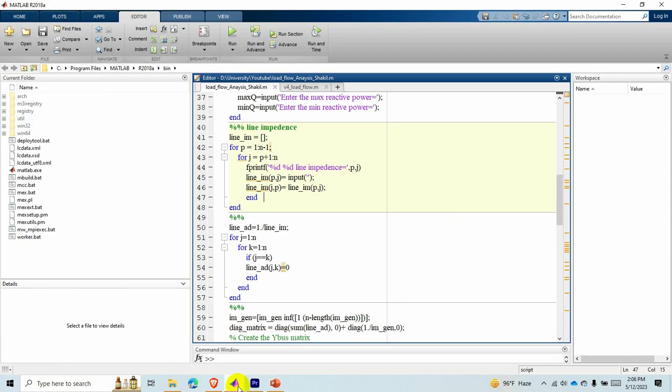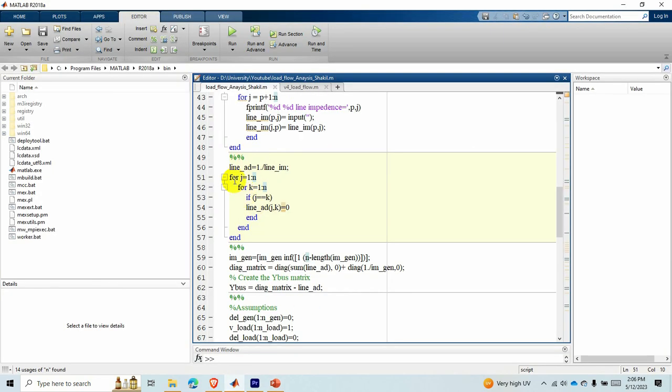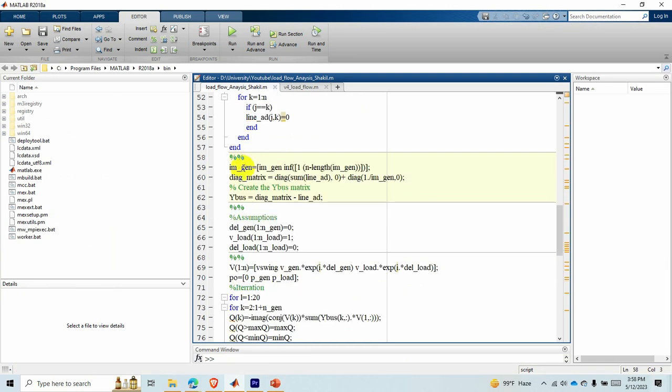Now if we divide 1 by line impedance, the diagonal will be infinite, so this will give us the wrong answer. Here we create a loop for making the line admittance along the diagonal equal to 0. After that, I create a matrix containing the input generator impedance, and other than the input generator impedance, all other internal generator impedances will be infinite. So I create this matrix using this command.